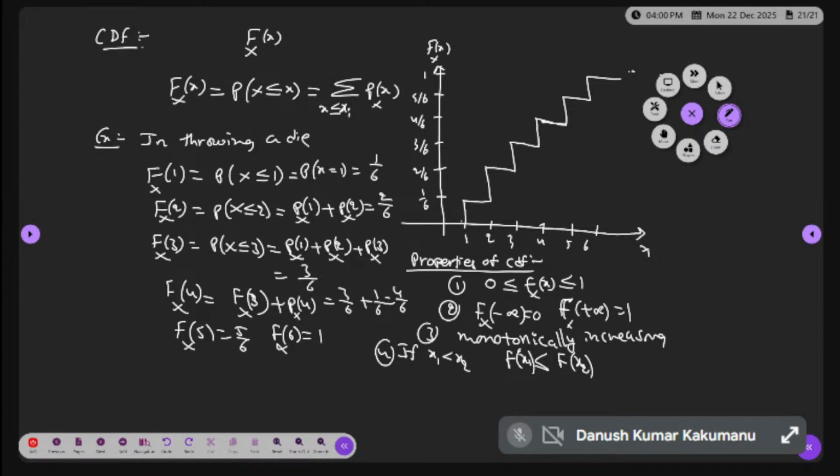Clear now? Yes. What is the answer? Equal. Why is this equal? Listen. 2 is less than 3. What is the CDF of 2? 2 by 6. 3 is what? 3 by 6. Suppose the probability of 3 is 0, what happens? CDF of 3 is what? CDF of 2 plus probability of 3. Yes or no? If the probability of 3 is 0, what happens? The graph stays the same. It will not jump.